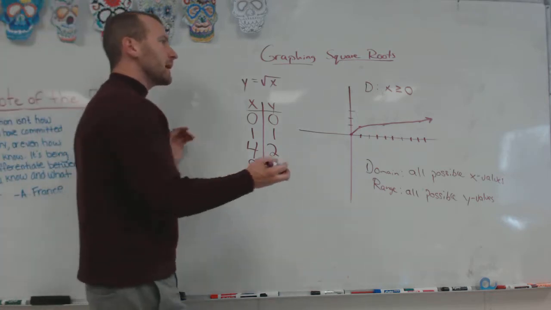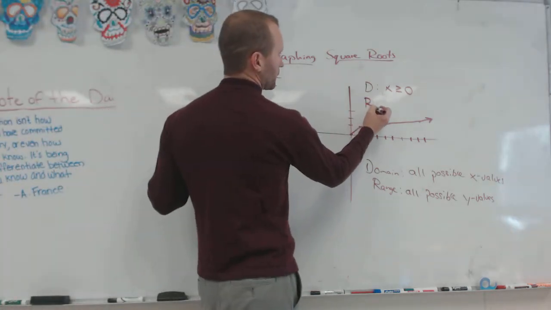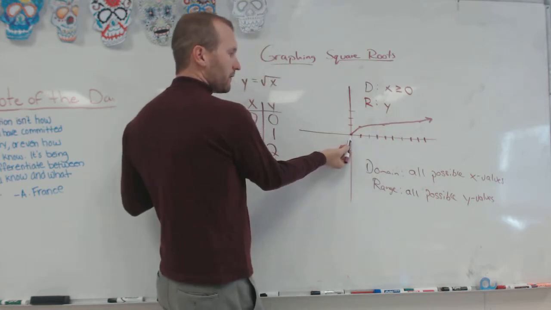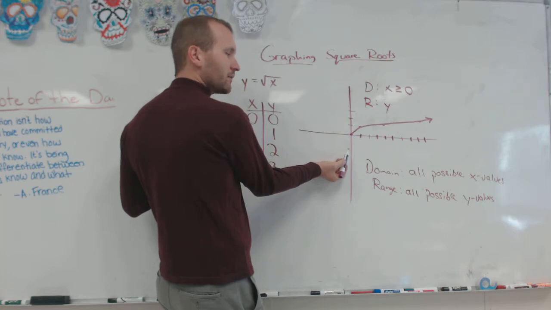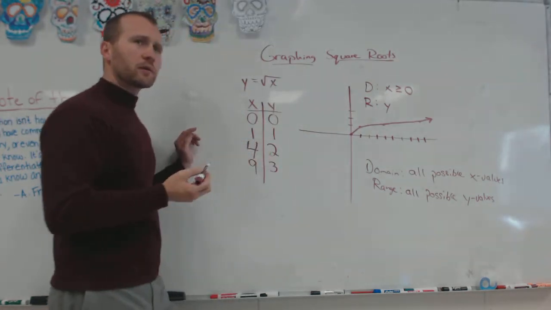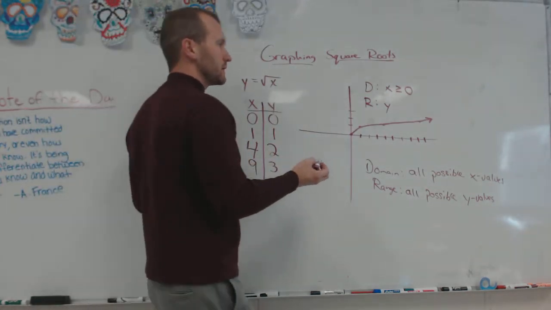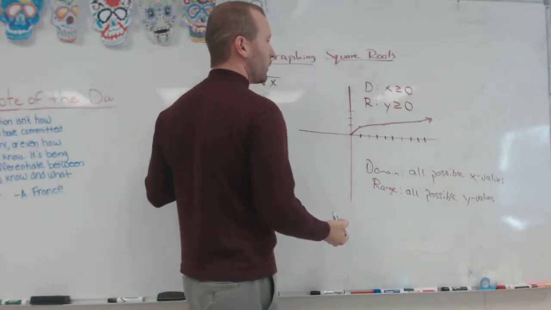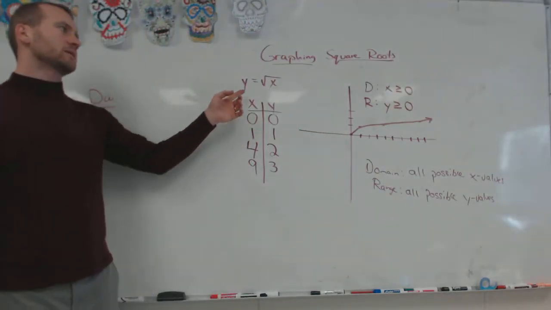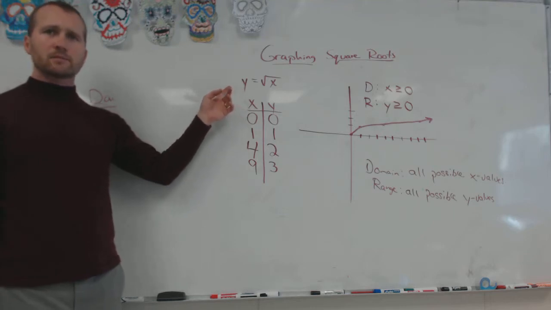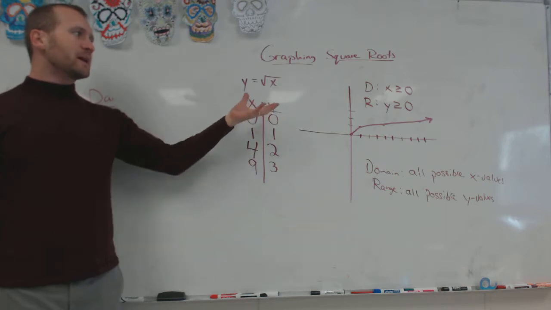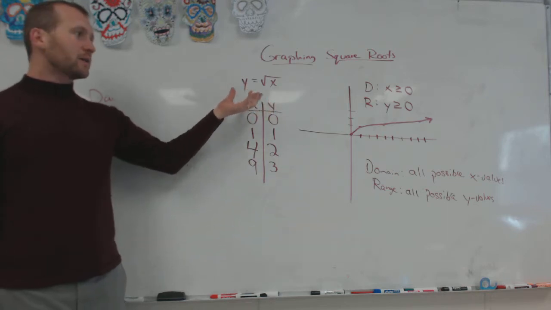And then the same thing happens with y. The range, y, again, we're never going to get a negative number as the square root of x. At least not with the way that we've defined square roots. So y must be greater than or equal to 0 as well. And that's my range. So that's the basic function, y equals the square root of x.